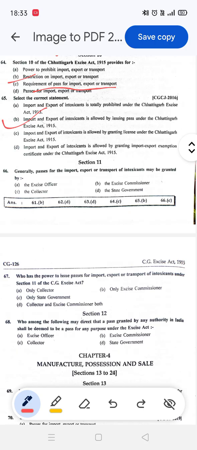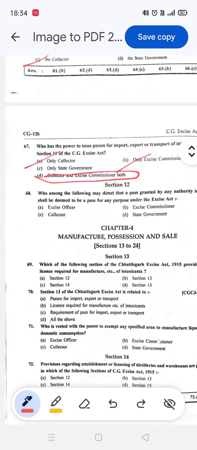Question number 66. Generally, passes for the import, export and transport of intoxicant may be granted by the collector. It is given in section 11. Next question, question number 67. Who has the power to issue passes for import, export or transport of intoxicants under section 11 of the Chhattisgarh Excise Act? It is given to the collector and even the commissioner. So option D is correct, commissioner and the collector.